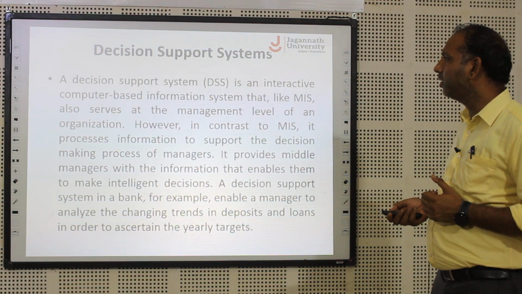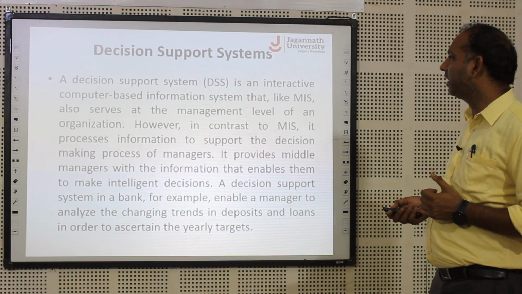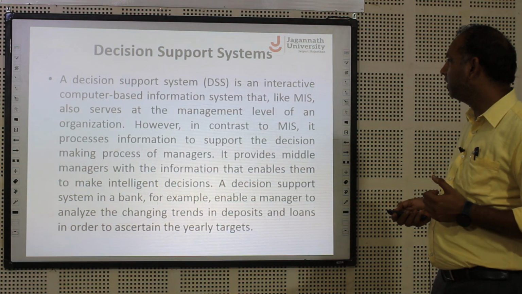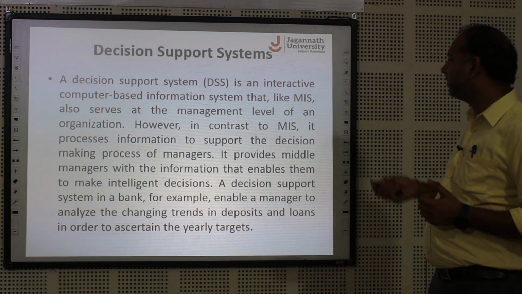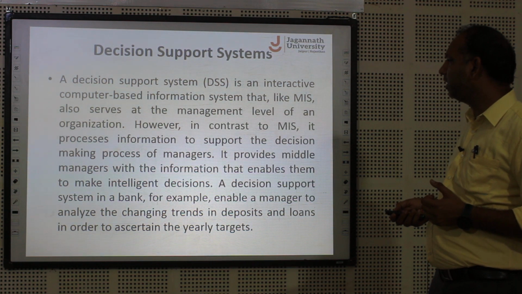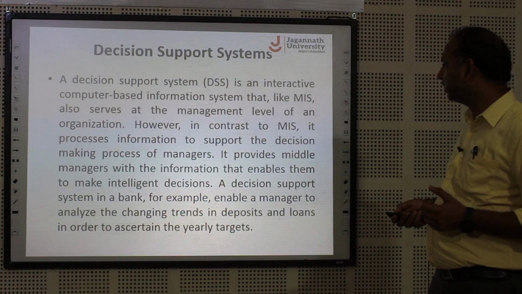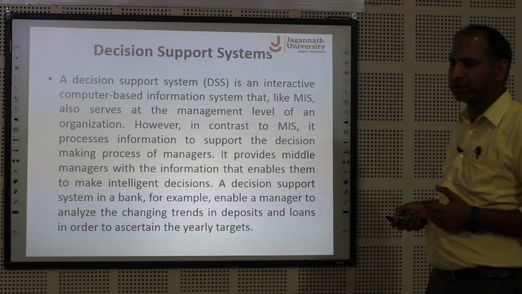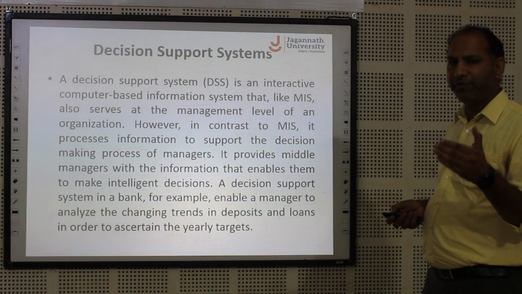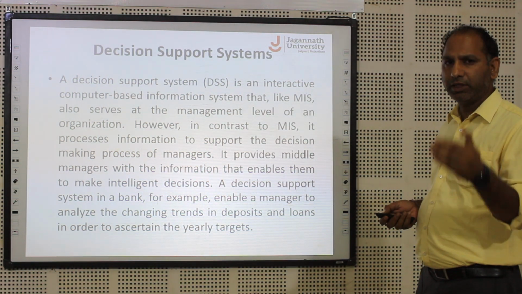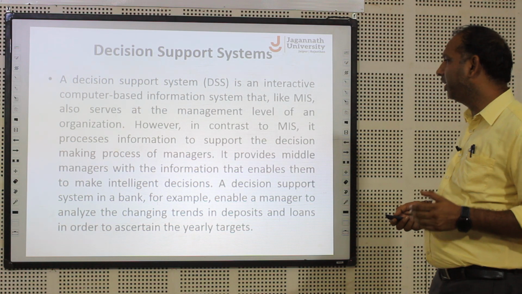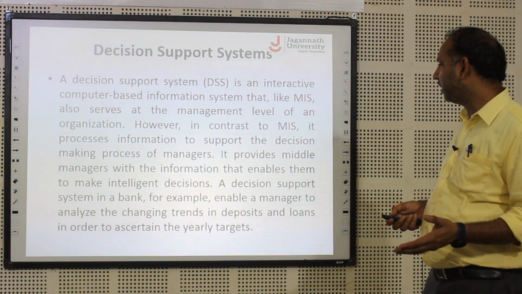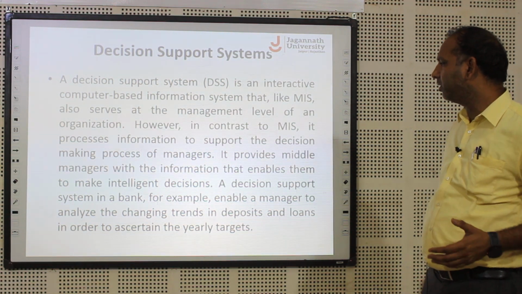Decision support system. Decision support system is an interactive computer-based information system that, like MIS, also serves at the management level of an organization. However, it contrasts with MIS. It processes information to support the decision-making process of managers. So the benefits of the decisions first go to the managers. It provides middle managers with the information that enables them to make intelligent decisions.